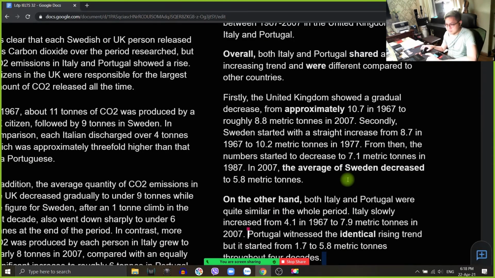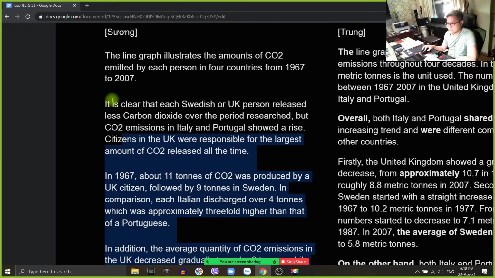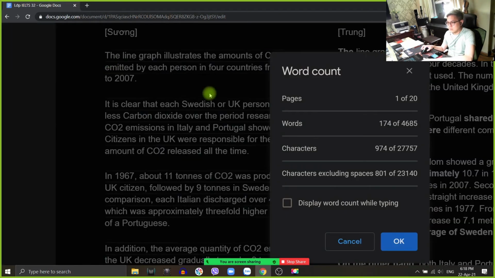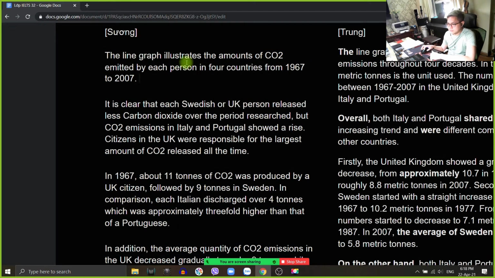Okay, now comes the time for Miss Sương. 174, okay. The line graph illustrates the amount of CO2 emitted by each person in 4 countries. Okay, very efficient. Short enough and efficient. It's quite short but it's okay. Short but effective.